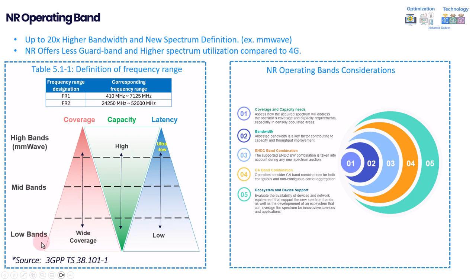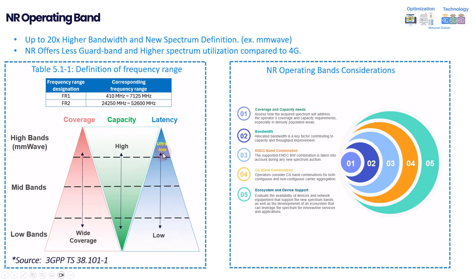As you can see here, the low band has higher coverage, mid band has moderate coverage, and with high band the coverage is shrinking a lot. That's why mid wave or high bands may be used more for small cells and so on. The second part is the opposite for capacity. The low band offers less bandwidth, so you will have less capacity. The more you go up, the higher the capacity, and the highest for sure is millimeter wave because it will be up to 400 megahertz.